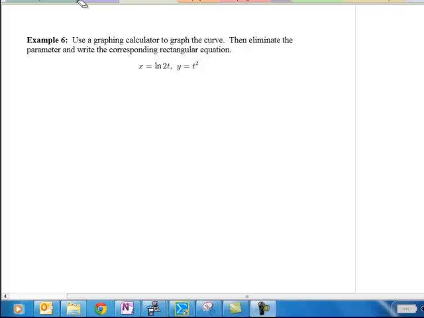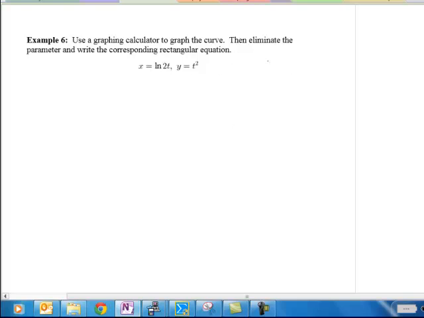In example 6 here, we've just got another pair of parametric equations, and we're trying to come up with what the graph would look like, and also just to get rid of the parameter and get the corresponding rectangular equation. So it says to use a graphing calculator, but let's think through this first a little bit before we grab our calculators, and think about at least what are the restrictions on x and y involved here.